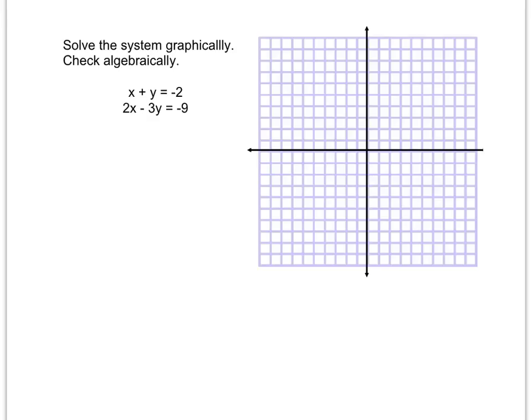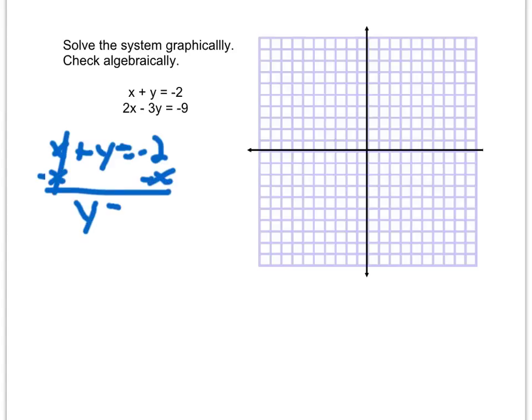So I'm going to do my first line here in blue, and I'm just going to rewrite this. x plus y equals -2. Now this is already really close to slope-intercept form, make it nice and easy to graph. So I'm going to convert it to slope-intercept form. Okay, and that gives me y equals -x plus -2. And then I can go ahead and graph that line.